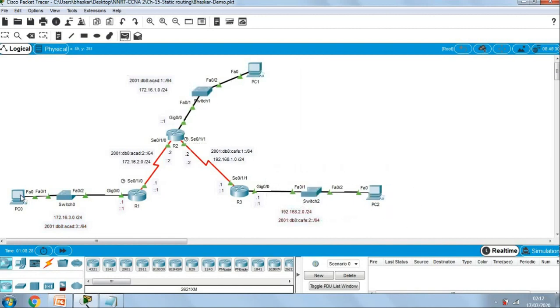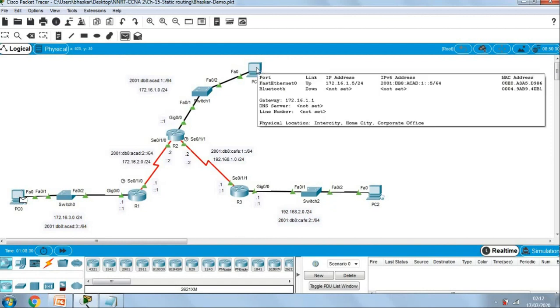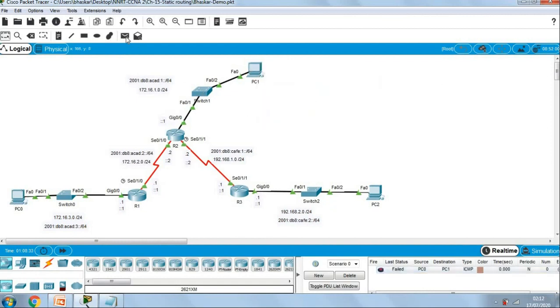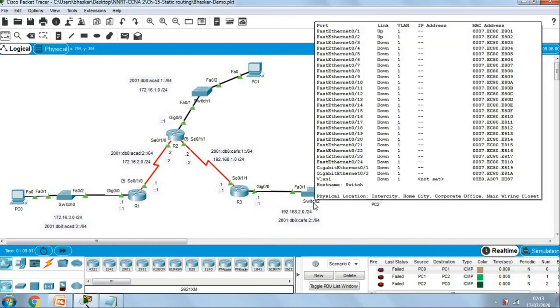Now I try to ping from PC0 to PC1. It failed. I try to ping from PC1 to PC2. Failed. I try to ping from PC2 to PC0. It failed. See here, we are communicating locally. Here also we are communicating locally. But if you want to communicate between different local area networks over the WAN link, it fails. Why? Because this router doesn't know how to reach these networks.